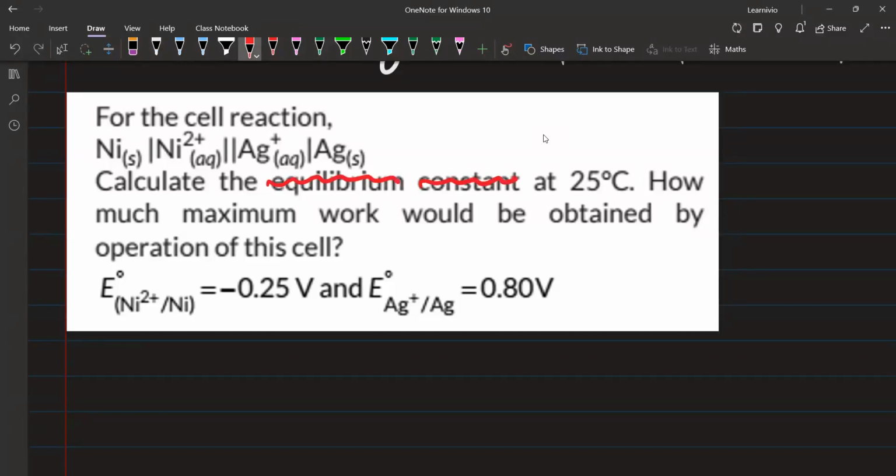Please write this question. You don't need to calculate the equilibrium constant. That was part of the previous lecture, which we have done. You need to calculate the maximum work done by the operation of the cell. It's very easy. These questions are going to be very easy in comparison to the Nernst equation problems. Please write this down and solve it. You just need to calculate E naught cell multiplied with n and F. The value of F you will put as 96500.